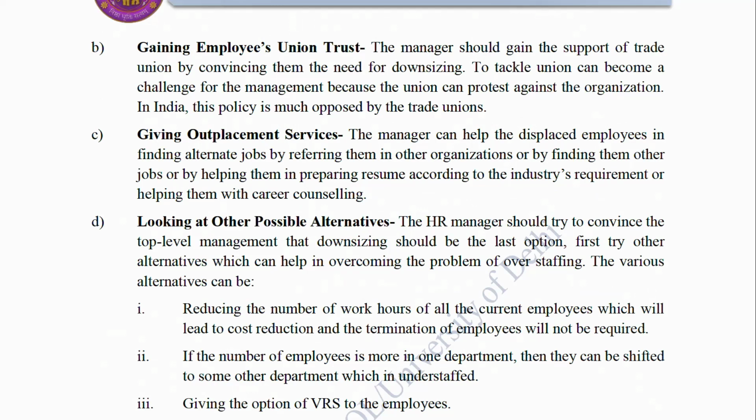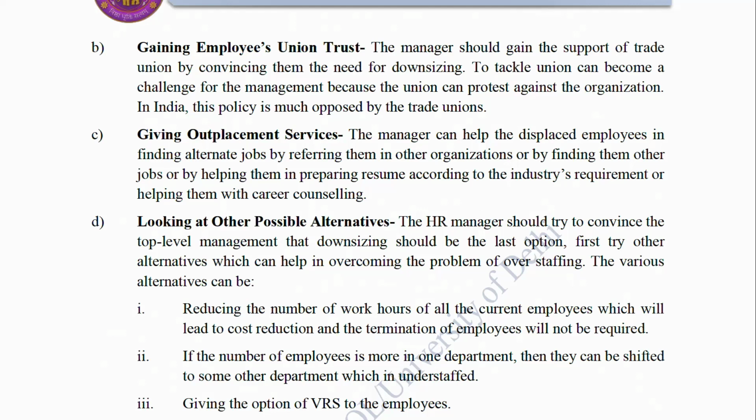Second, gaining employees' union trust. The manager should gain the support of trade union by convincing them the need for downsizing. To tackle union can become a challenge for the management because the union can protest against the organization. In India, this policy is much opposed by the trade unions.